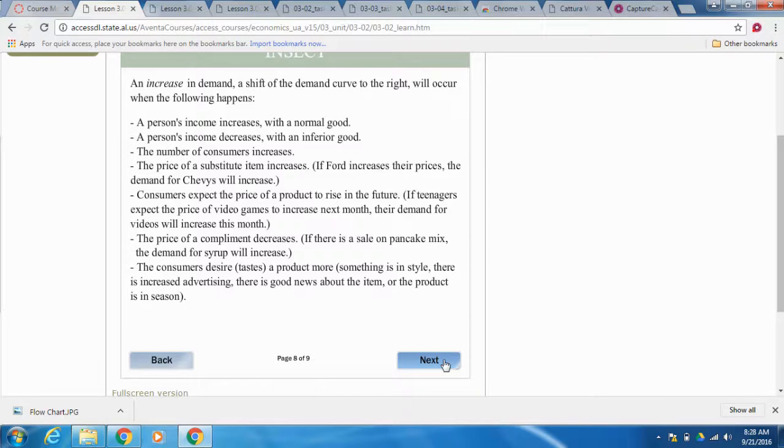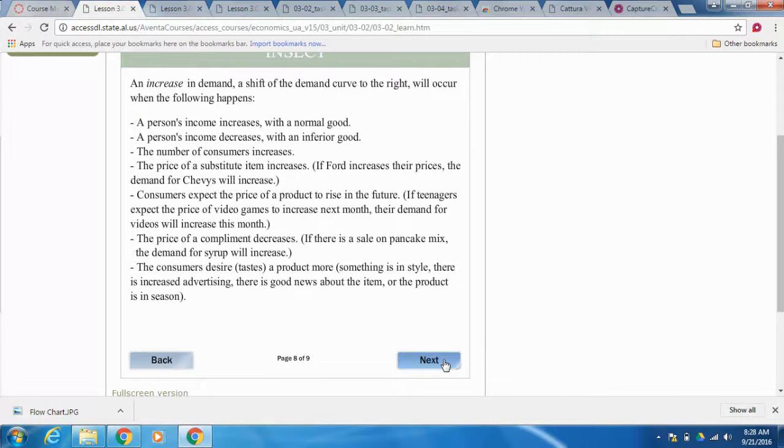Okay, an increase in demand or a shift to the right will occur when any of these things happen. A person's income increases and it's a normal good. A person's income decreases and it's an inferior good. The number of consumers increases. The price of a substitute item increases. So if Ford increases their prices, more people may demand Chevys. Consumers expect the price of a product to rise in the future.